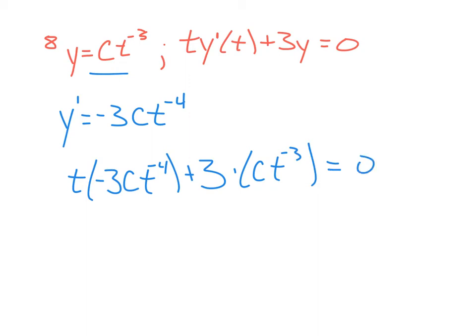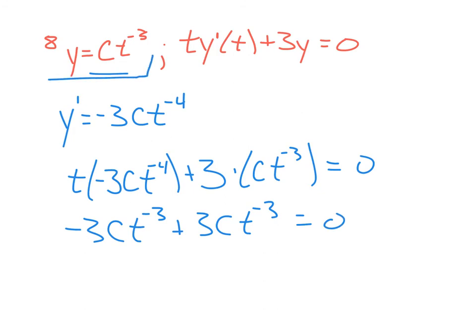This first term, we're just doing exponent rules: 3c t to the negative third, plus 3c t to the negative third, and sure enough that equals 0. What that means is that this is the solution to this differential equation.